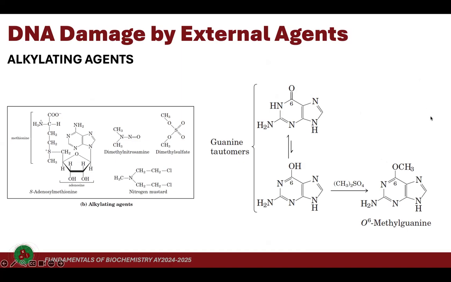If you do another round of replication, that thymine will now pair with an adenine, right? So the original base pair in your DNA was a GC, but because of methylation, this G, which is methylated, will pair with a thymine, and then with another round of DNA replication, that thymine will now pair with an A. So you now introduce a mutation from GC to AT base pair.